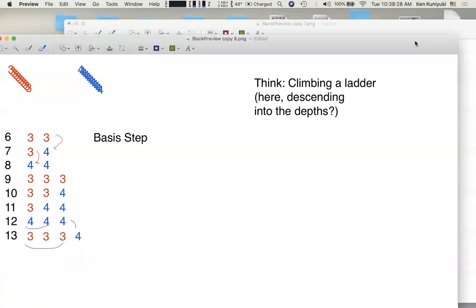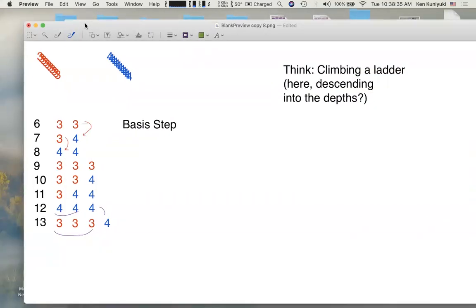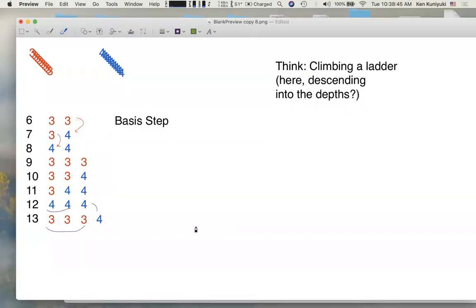So you agree that with this basis step, 6 is 3 plus 3, together with these two strategies, we can then produce and construct any integer number of cents 6 or higher. You can construct 1,000,000 cents, 1,000,000,000 cents, your social security number, whatever. So if you understand this, you're well on your way to understanding induction. And that's a really critical thing, being able to understand induction. Some people take a long time to understand it. Many people never do.